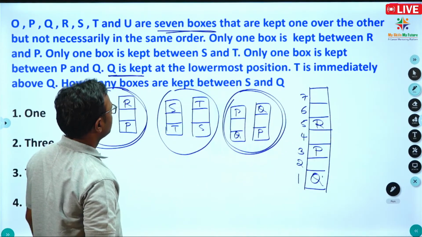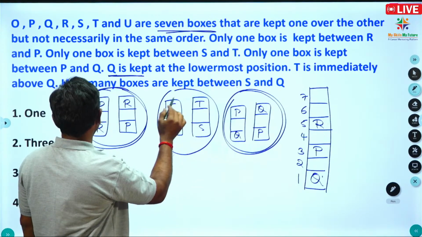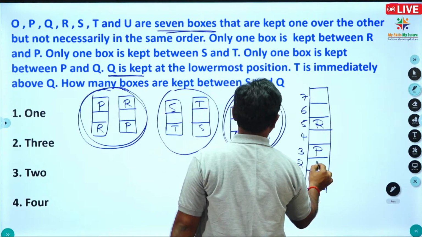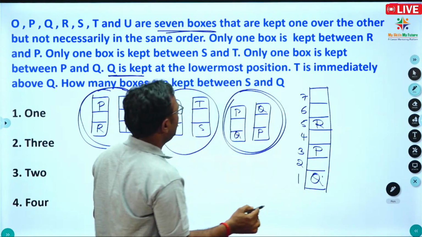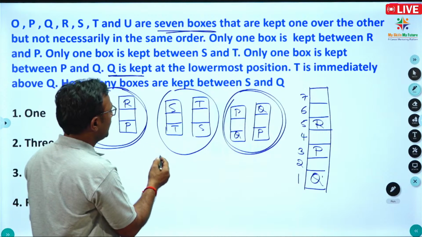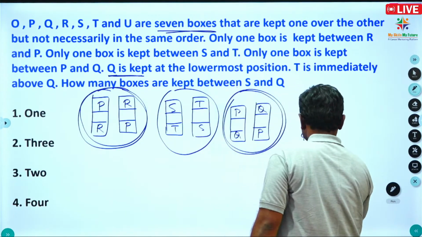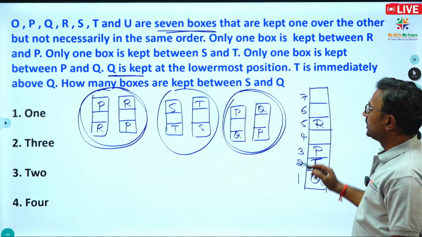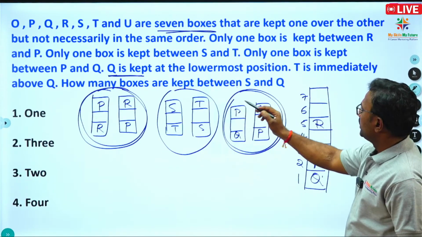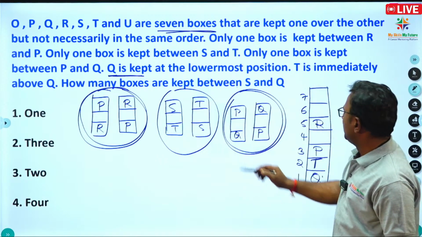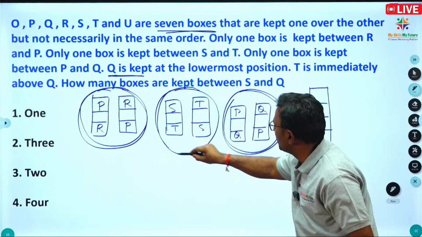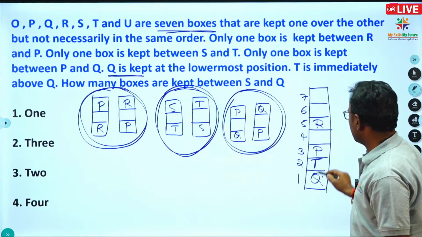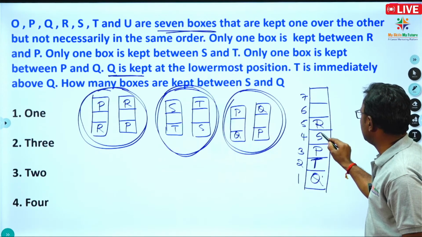Okay, right. Next, T is immediately above Q. So the only position vacant for T is number 2. Next, we have one more piece of information: only one person is there between S and T. So here is T, we can write S here.